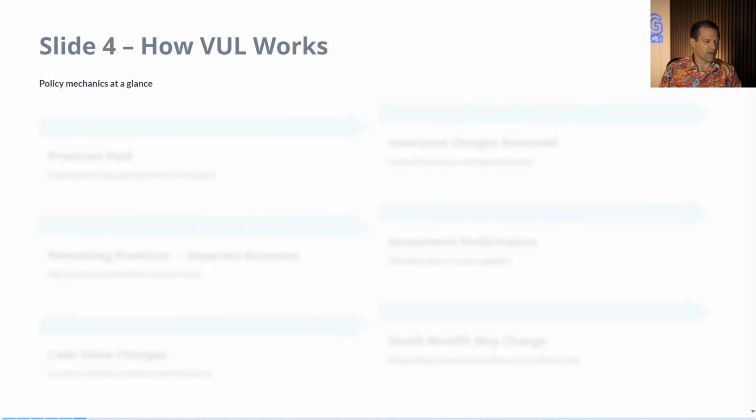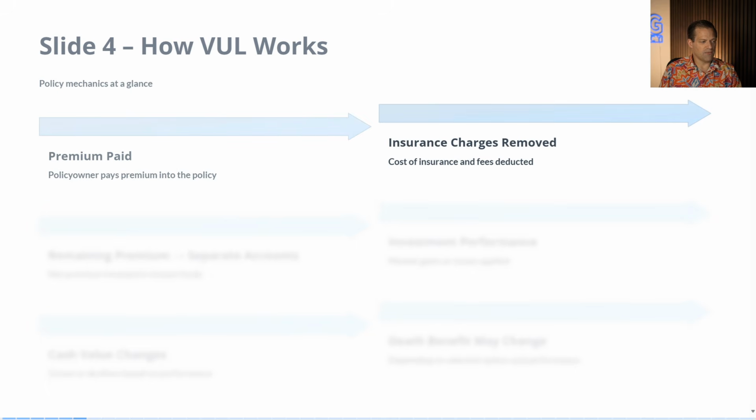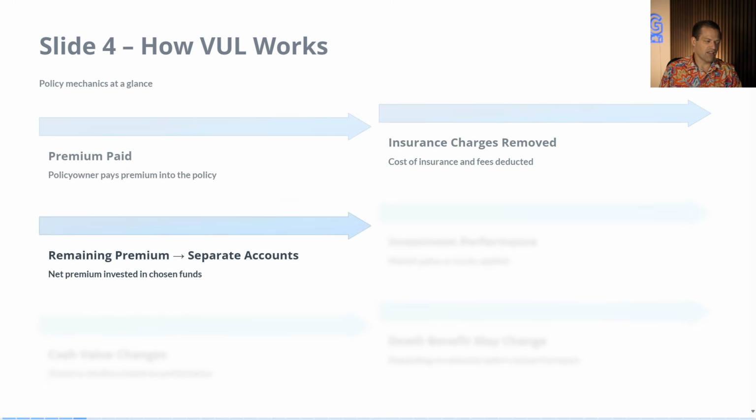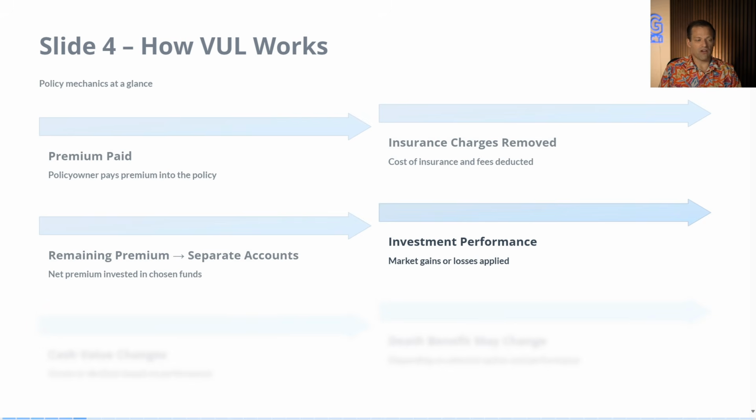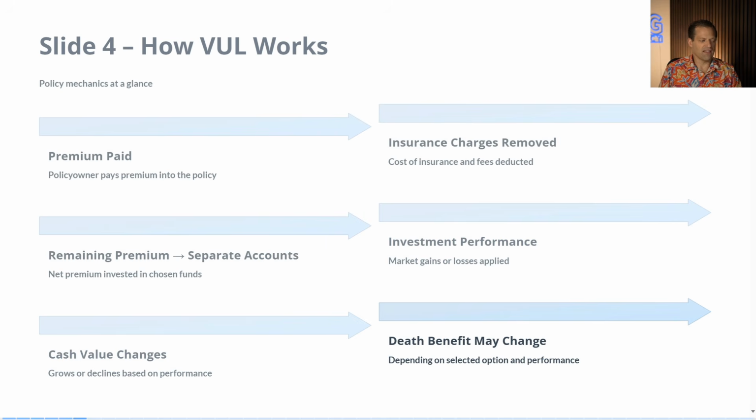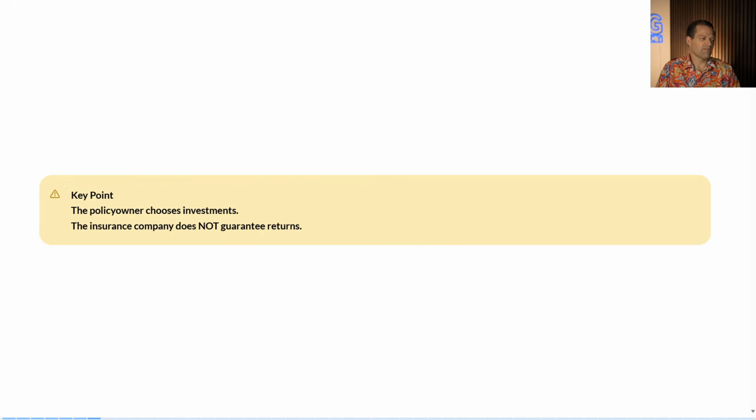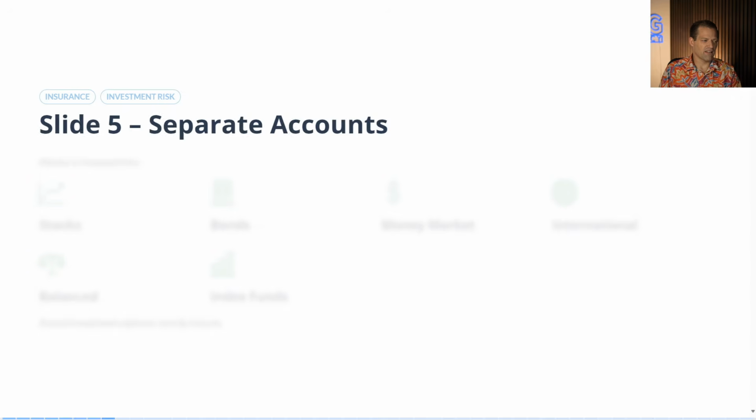So how do VULs work? First of all, premiums are paid to the policy. Insurance charges are removed. Cost of insurance and fees are deducted. The remaining premium is put into separate accounts, and you choose those. And then there's an investment performance component with it. So market goes up or down. The gains and losses are applied. The cash value changes because of that. And the death benefit may change as well. So the key point is that the policy owner chooses investments, but the insurance company does not guarantee returns, okay?